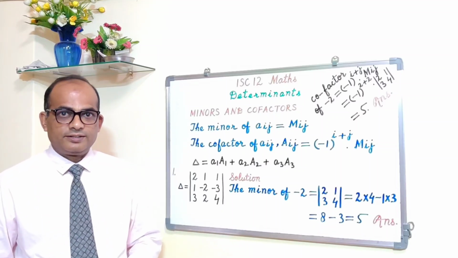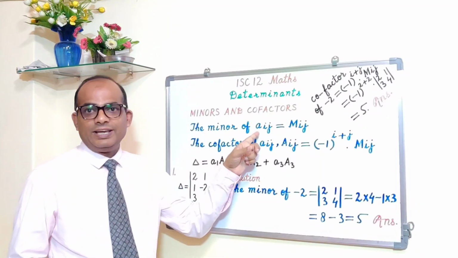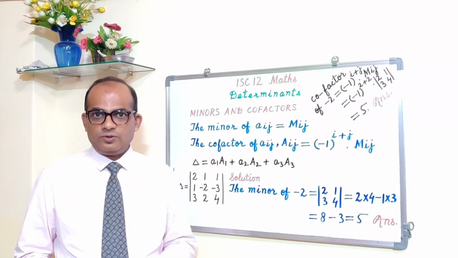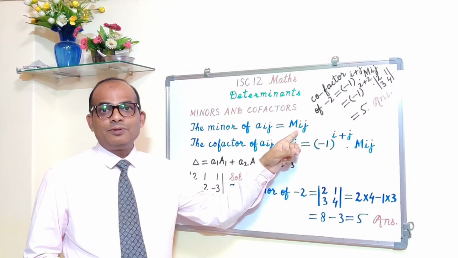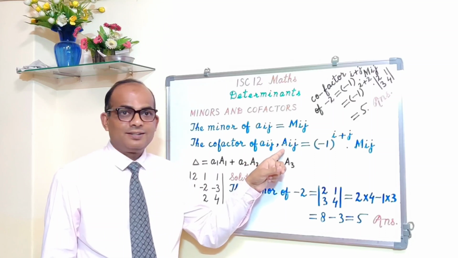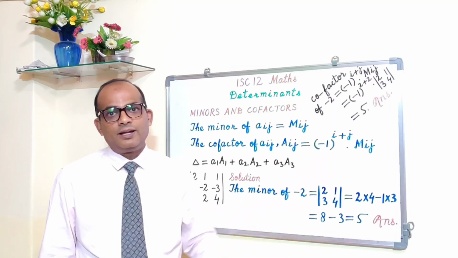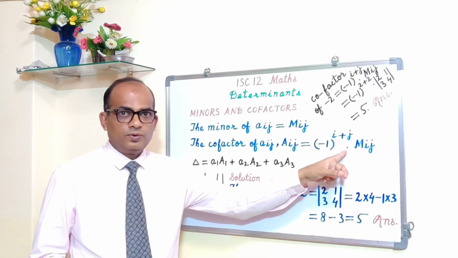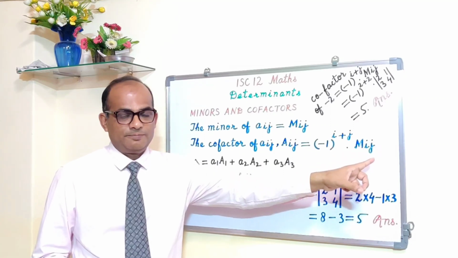Minors and cofactors. You know about Aij. Aij is the element in the ith row and jth column. The minor of Aij we write capital Mij, and the cofactor of Aij we write capital Aij, and that is equal to minus 1 raised to the power i plus j, where i is the row and j is the column, into, not point, not decimal, into multiplication, into Mij.